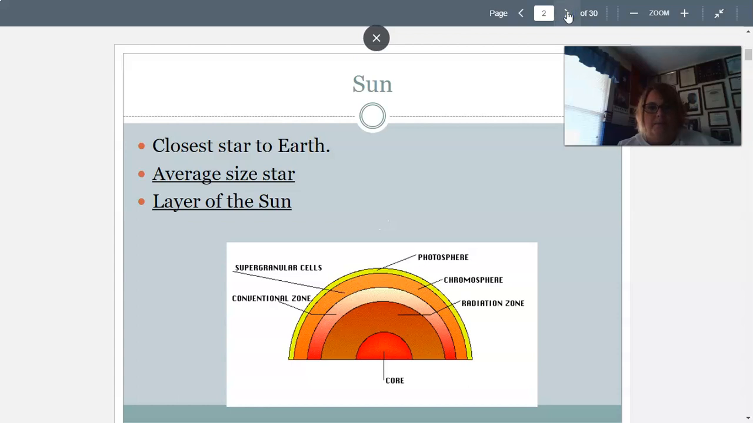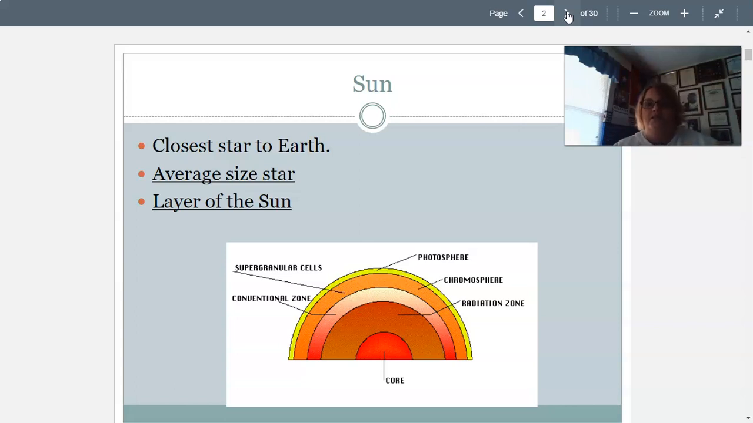So the sun. We know the sun is the closest star to Earth. That's where we get our light from every day, okay? Hopefully, unless it's cloudy. But that's where all that sunlight comes from that can help the plants make food, helps us with our vitamin D, all of that fun stuff. The sun is an average sized star. So if you think of a spectrum of stars, you have really little ones over here, really big ones over here, the sun's in the middle, okay?